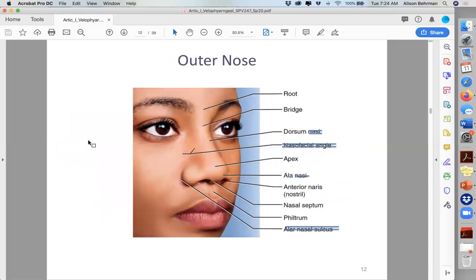Here in slide 12 are some important landmarks of the outer nose I'd like you to know. I draw a line through landmarks or terms that are not important for you to know.